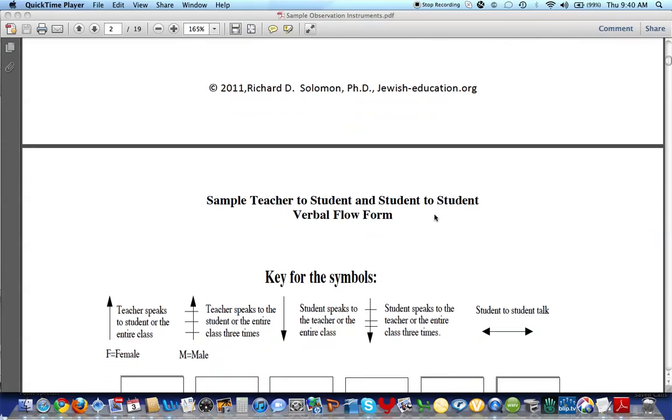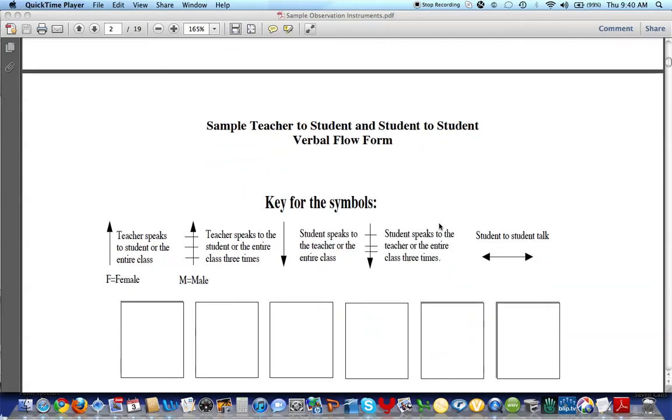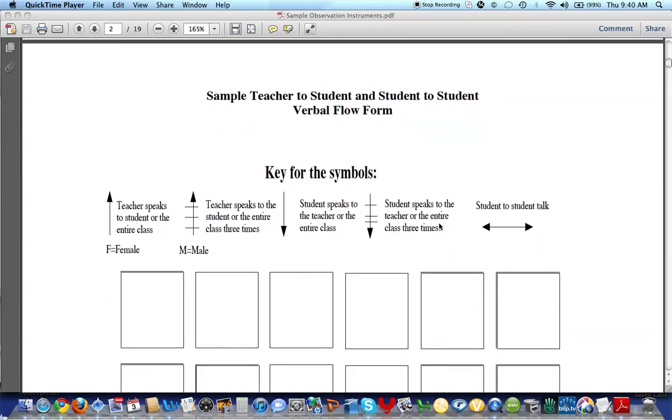This is the sample teacher to student and student to student verbal flow form. This actually measures the verbal communications of a teacher and a student. F represents female, M represents male, which you can put in these boxes where students are. You can put the names of the students in the boxes, if you like, that represents their seats. And this arrow shows a teacher talking. And these hash marks indicates the time the teacher is talking.